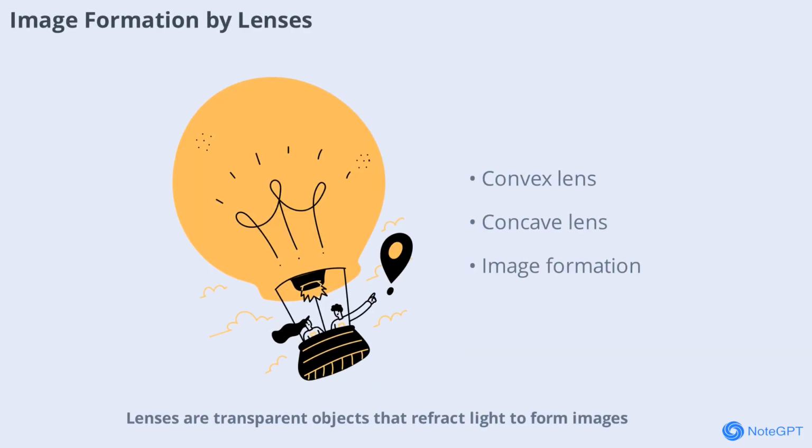Lenses are transparent objects that refract light to form images. Convex lenses converge light rays to a point, while concave lenses diverge them. The position and nature of the image depend on the object's distance from the lens. Lenses are the core components of many optical instruments, including cameras, microscopes, and eyeglasses, helping us focus and magnify images.